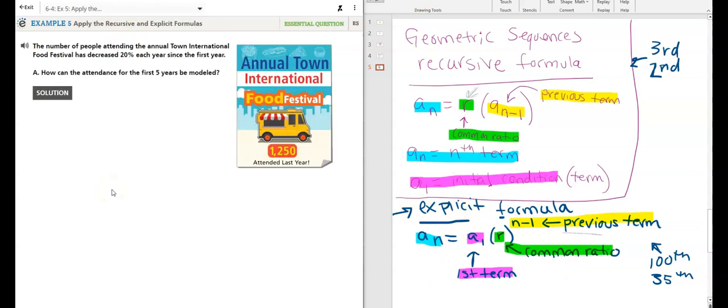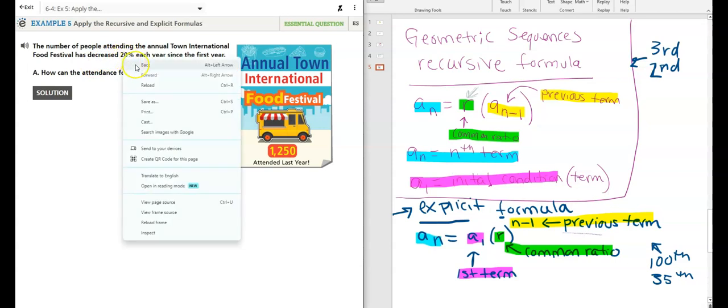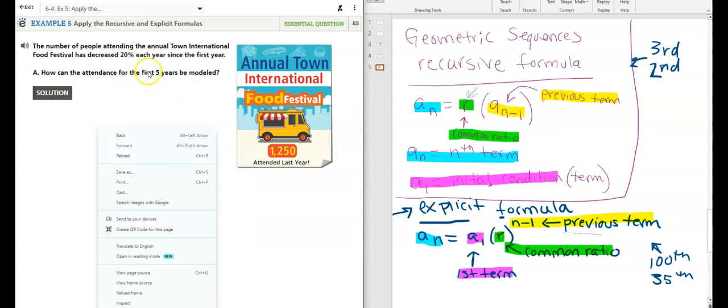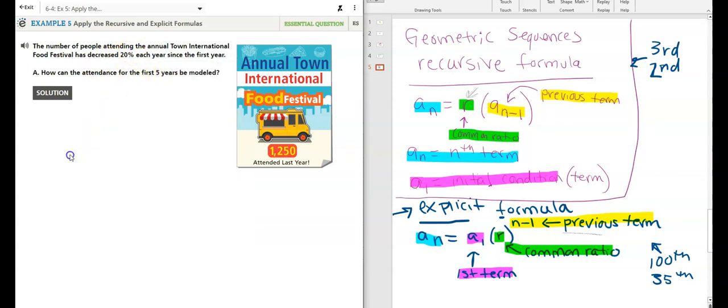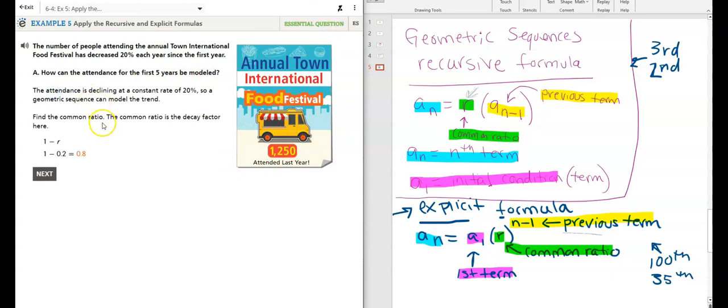All right, and then this last problem is always kind of those word problems applying our information. So here we have the number of people attending an annual international food festival has decreased 20% each year since the first year. Okay, so it decreased. How can the attendance for the first 5 years be modeled? Okay, so here's the information on the flyer, and we want to model it.